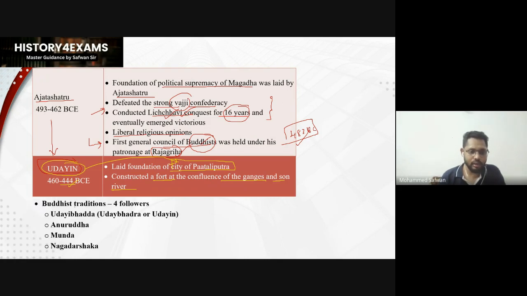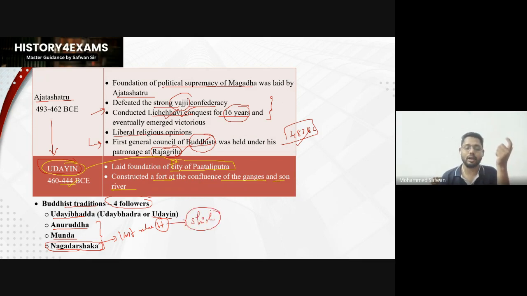Regarding the rulers who followed Udayin, they are sometimes the sons of Udayin. One is Udaybhadra, or otherwise called Udayin itself. After him, there come three very important successors: Aniruddha, Munda, Nagadarshaka. This name is very important because he is the last ruler of this Haryanka dynasty. He is going to be killed by Shishunaga, who is going to establish the Shishunaga dynasty.